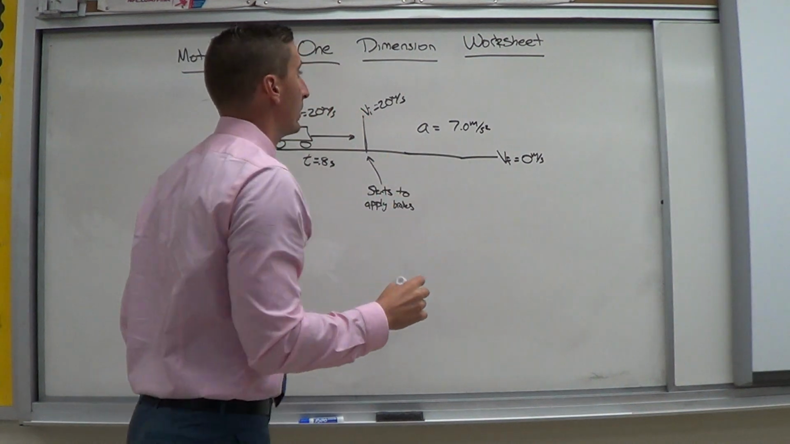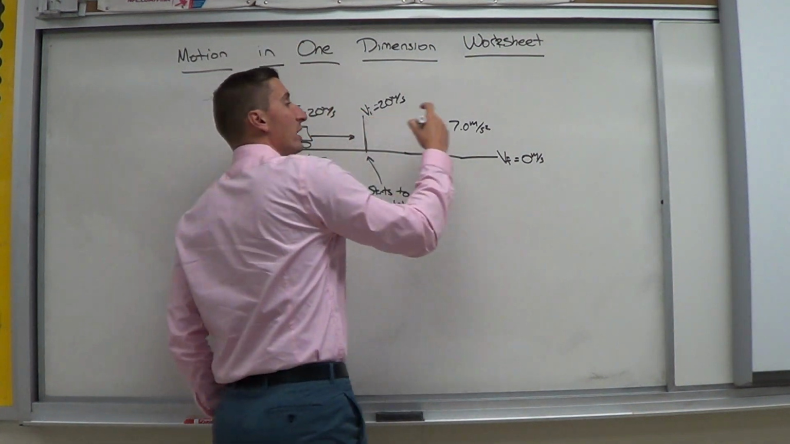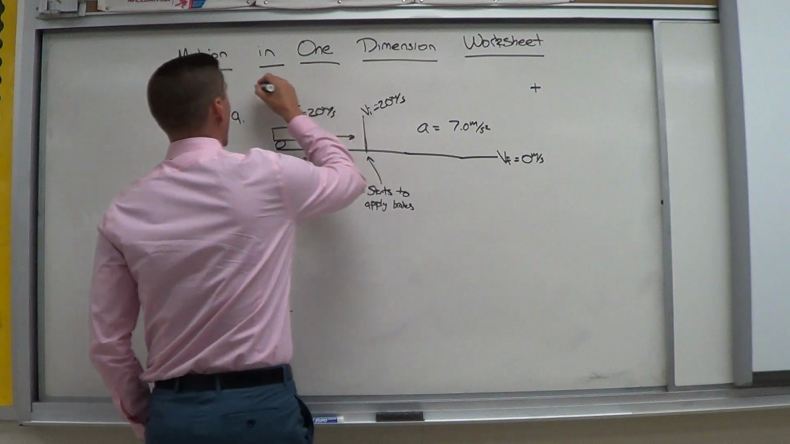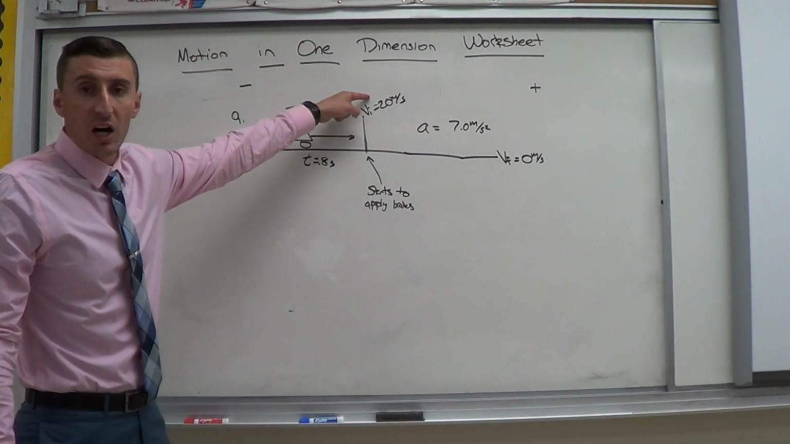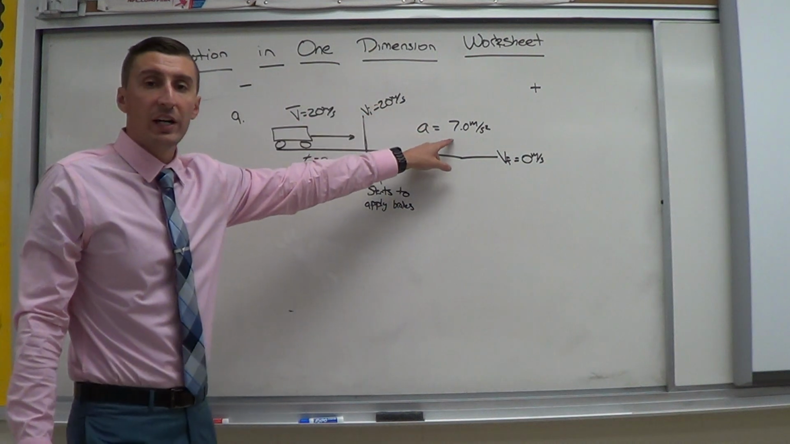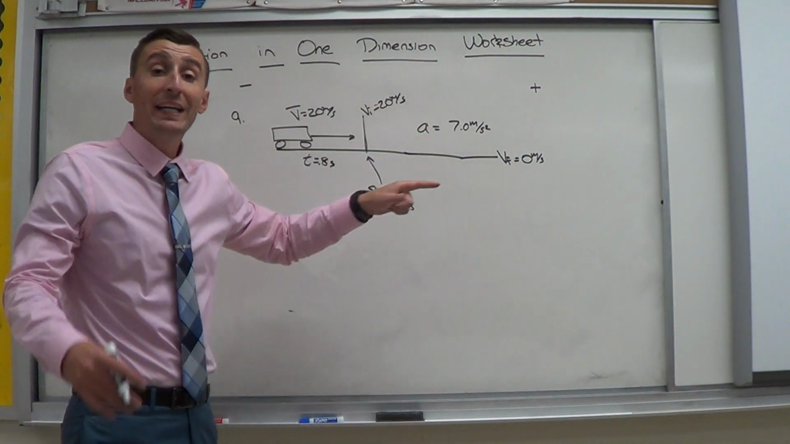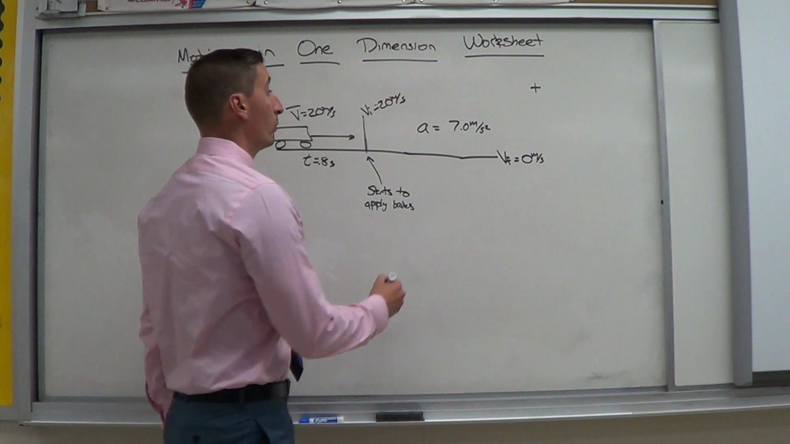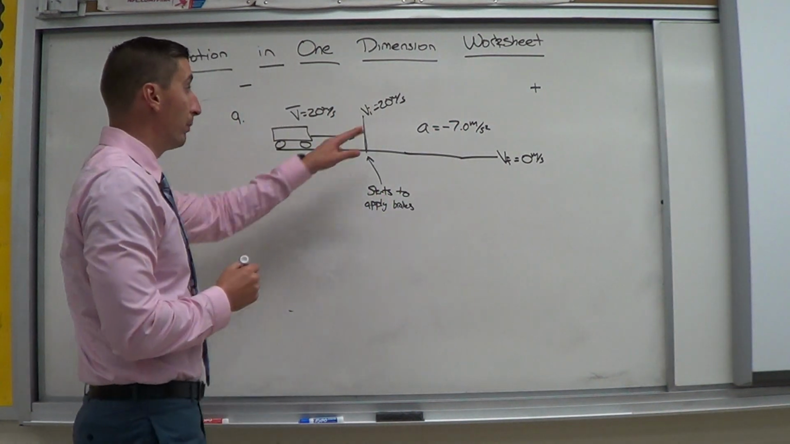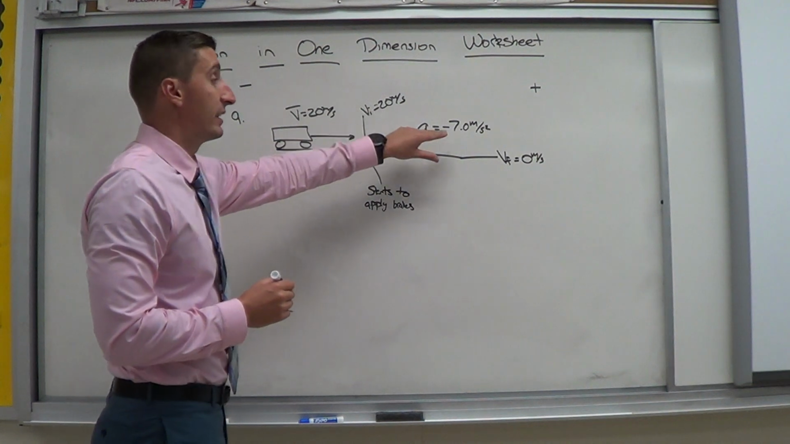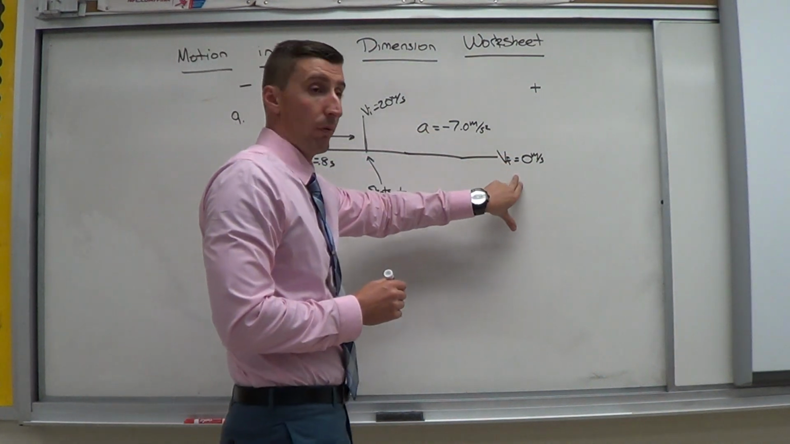Now here's the thing. If we've given this a positive velocity, that means this direction is positive and this direction is negative. To slow down a positive velocity, do you need a positive or negative acceleration? You would need a negative acceleration. So we have to know to make this negative. Positive velocity needs a negative acceleration to slow down.